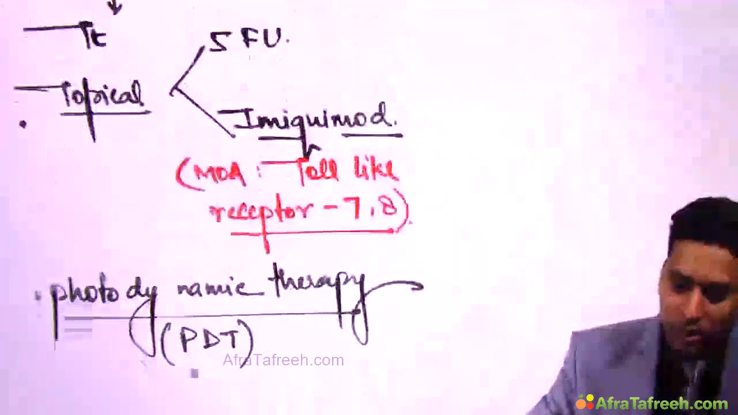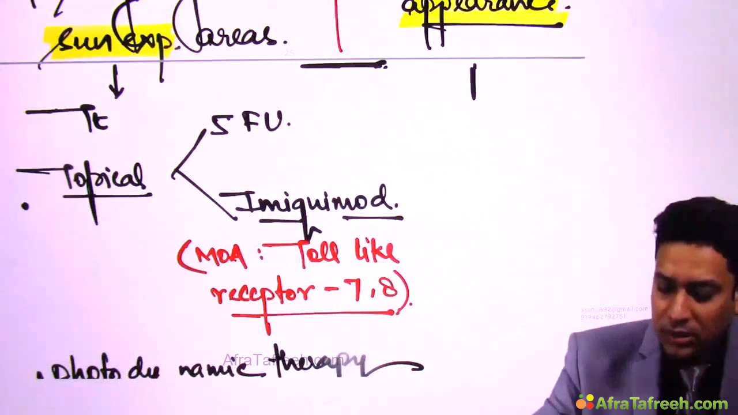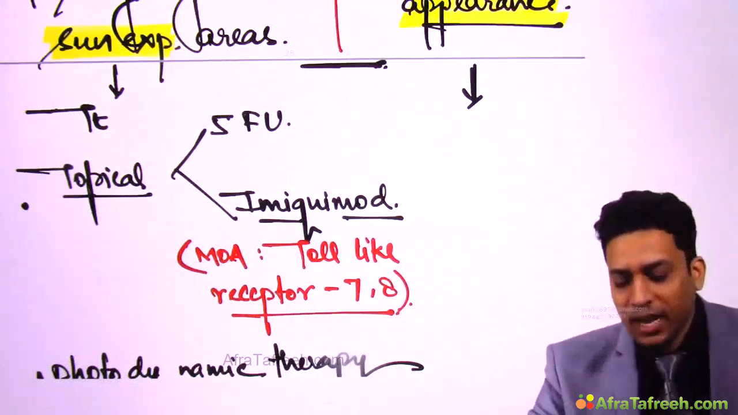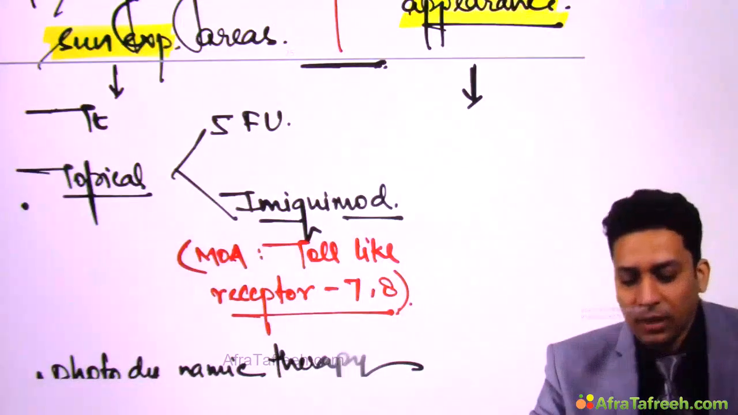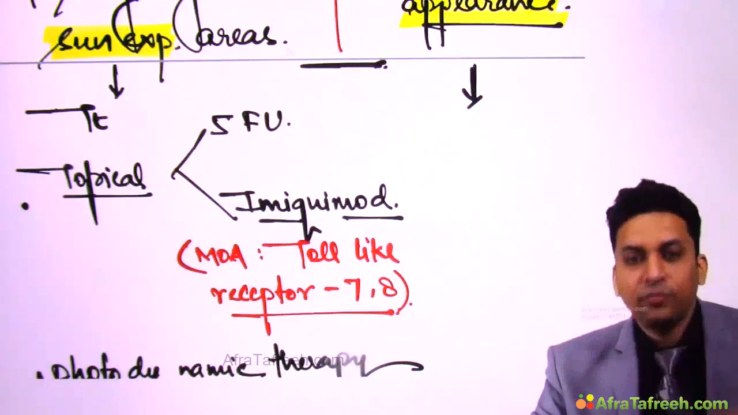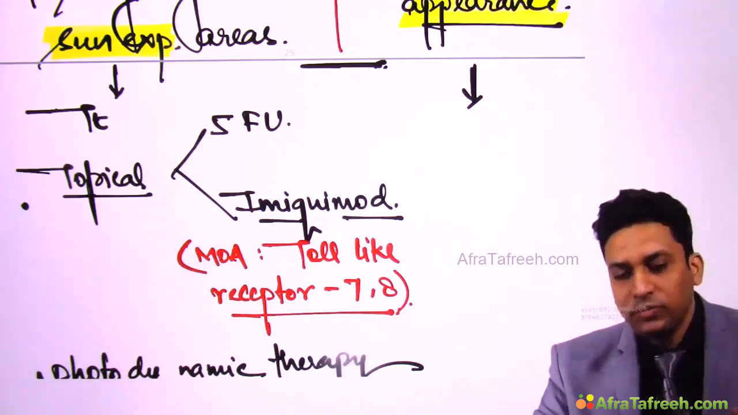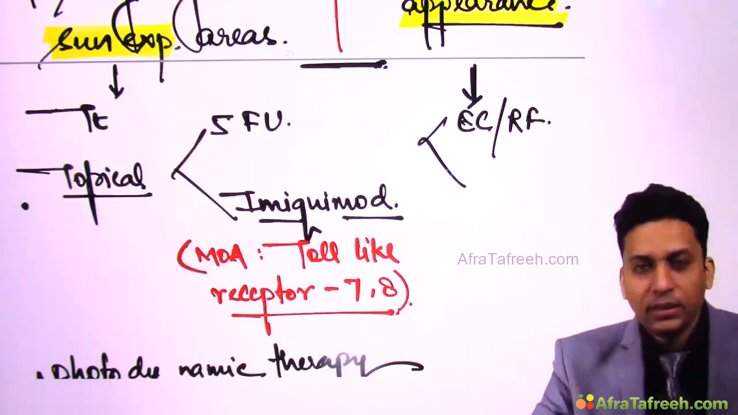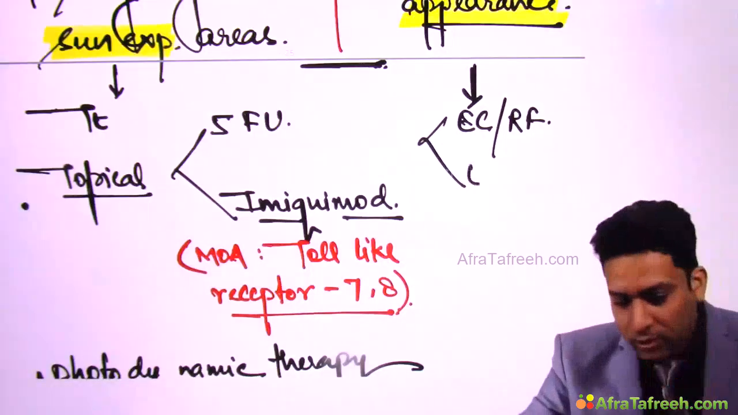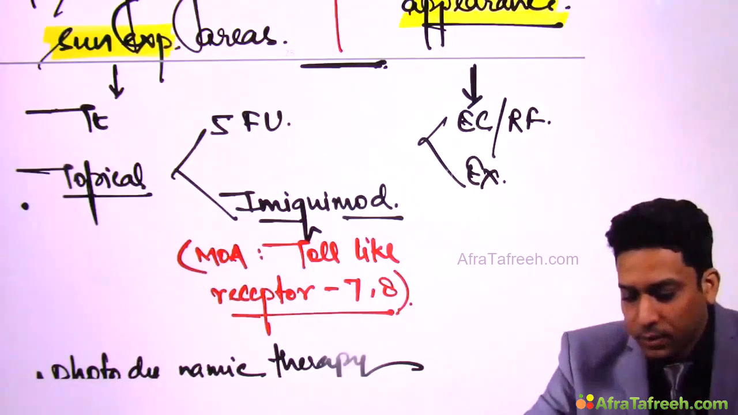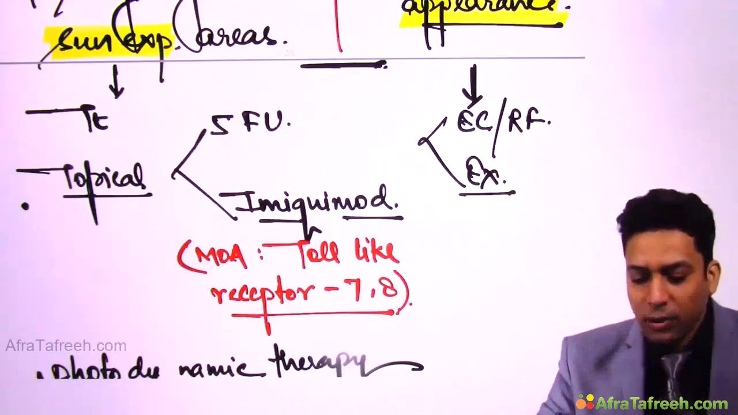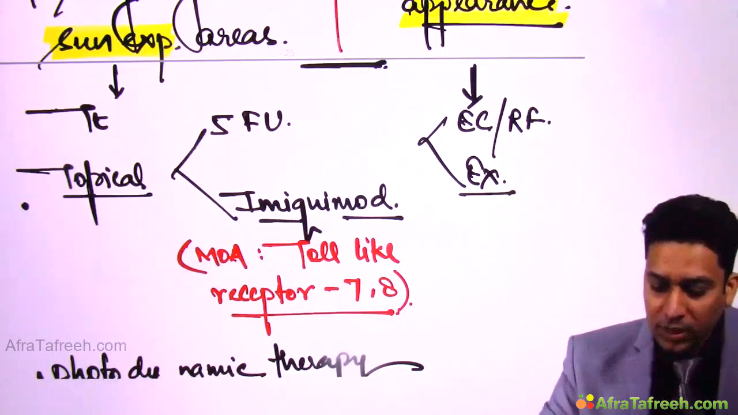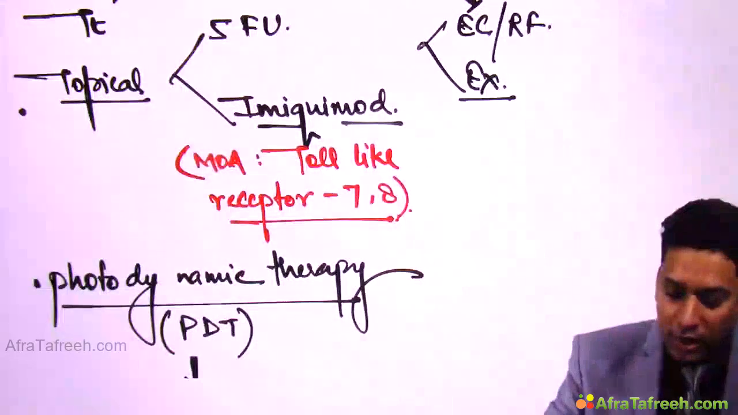Now if we talk about the treatment of seborrheic keratosis, it is a benign condition. Because it is a benign condition, no need for treatment, they can stay as such. But if for cosmetic reasons you want to remove them, you can do electrocautery or radio frequency, or simply you can excise them. Generally excision is not required because these are benign lesions. You can simply remove them by electrocautery and radio frequency.